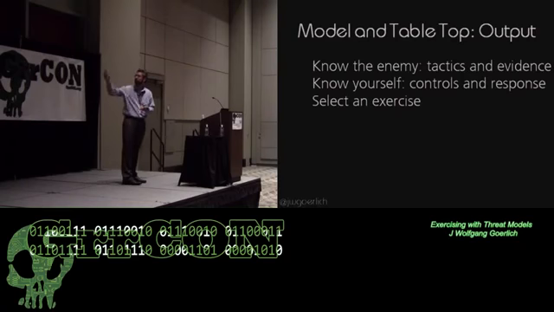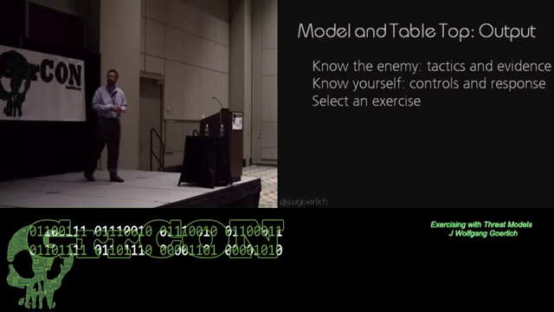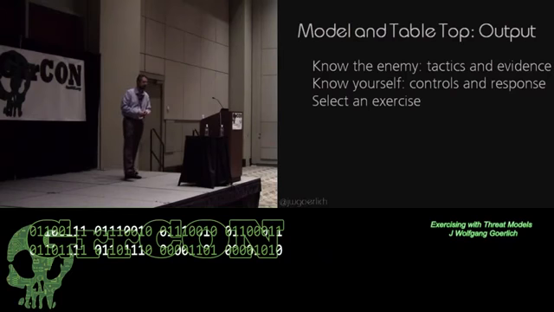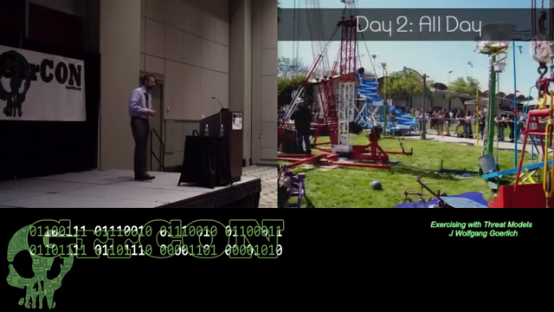Some of the outputs. Know the enemies, right? What are the tactics and evidence we're going to see? Know ourselves. How can we control for this? And then we're going to select an exercise. Coming out of that afternoon, we're going to pick either part of that model or the entire model, or even say, hey, look, this brings to light some other controls we just put in place, and those are the ones we're going to execute and exercise on. And that becomes day 2. So that afternoon of day 1, you plan out day 2.